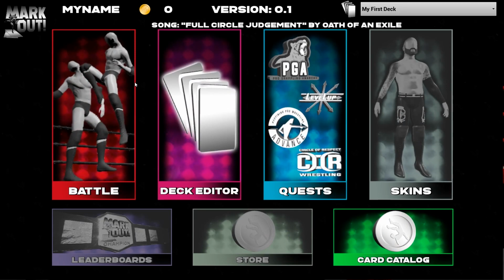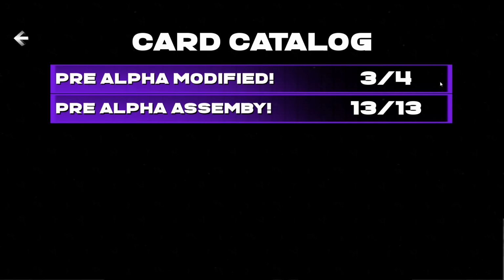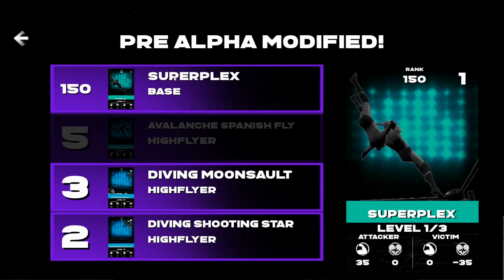But you can go in here right now, and the first thing I would recommend is going into the card catalog. You'll see two different tiers that we have currently: pre-alpha modified and then pre-alpha assembly. So pre-alpha modified just shows you cards that can be merged. For instance, a superplex. This card is a combination of a vertical suplex and a modifier avalanche card.